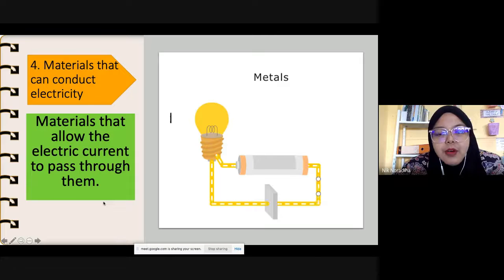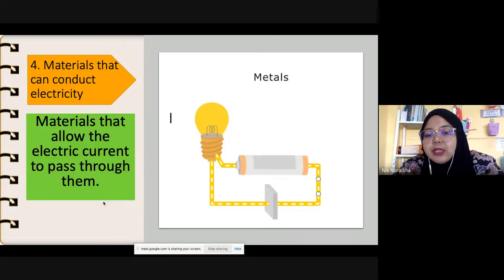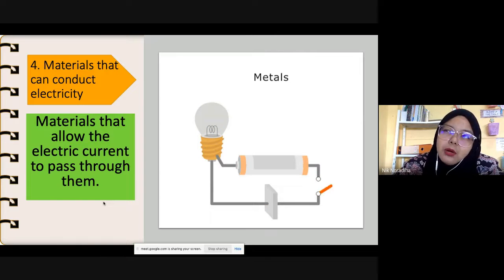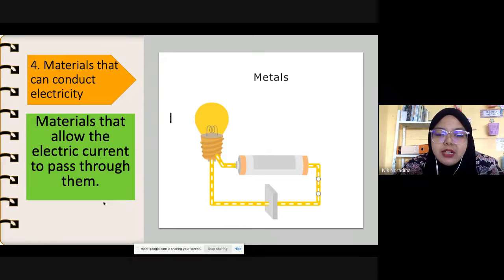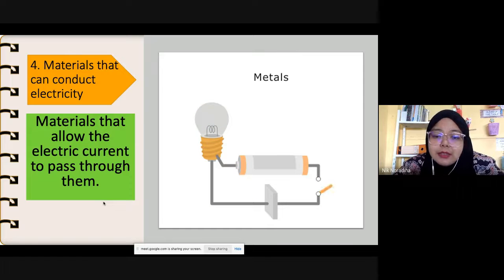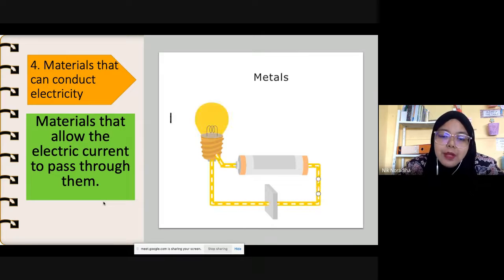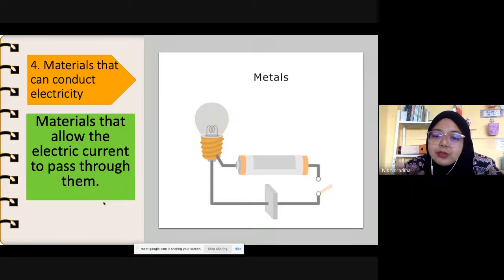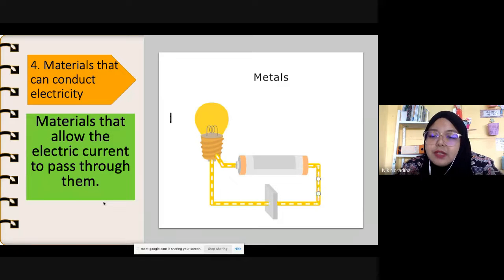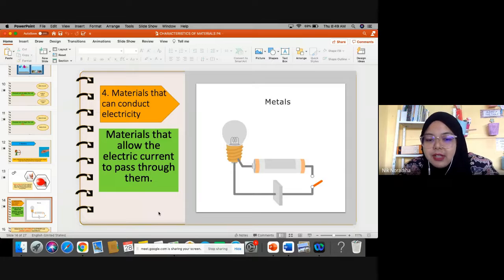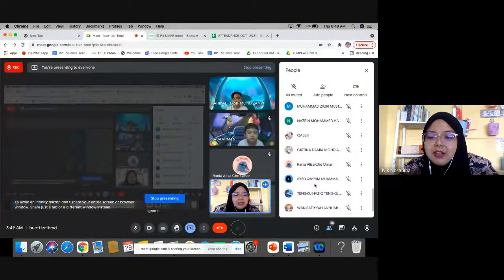So number 4, we are looking at the materials that can conduct electricity. This one we already learned in primary 2 or primary 3. We learned about the materials that allow electricity or electric current to pass through them. So we have 2 names that we need to know. Let's check whether you still remember or not.